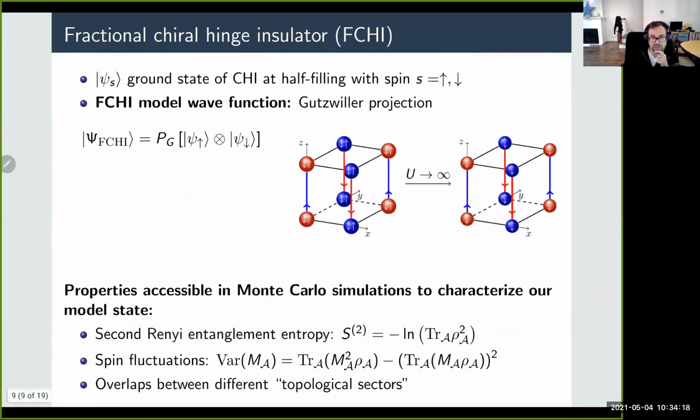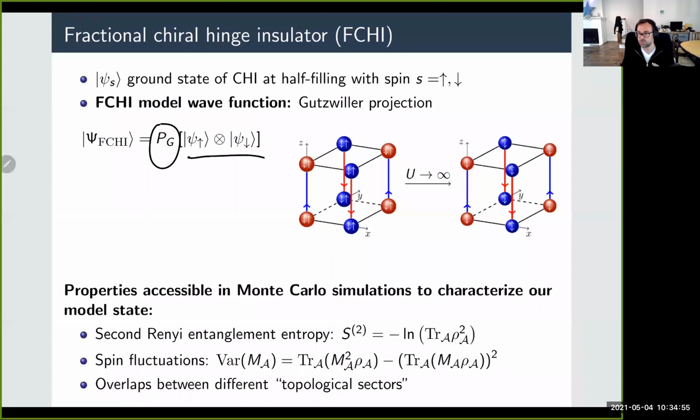So for the fractional chiral hinge insulator, we will follow exactly the same recipe. Namely, we take the ground state of the non-interacting chiral hinge insulator at half filling. We take 2 copies of it, that we call psi up and psi down. And we take the tensor product and we perform the Gutzwiller projection. So overall, we have exactly 1 electron per site, and the spin is the only degree of freedom. So the charge is completely frozen, only the spin might fluctuate.